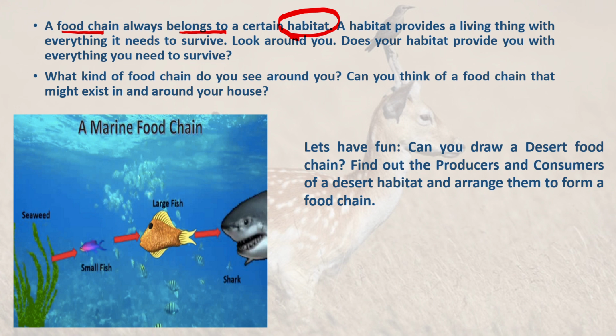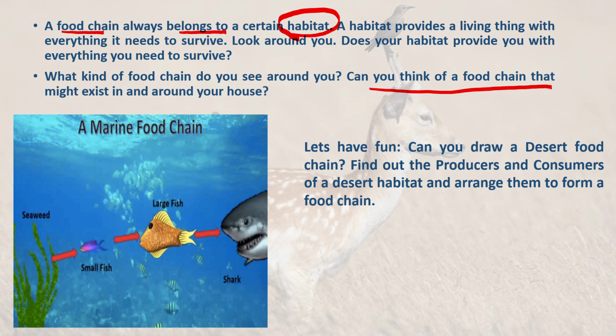So when you look around, let us say our home is our habitat. If you look around yourself, do you have everything that you need to survive? Do you have food? Do you have caring parents? Do you have all the essential comforts that you need? Yes, right? So that is your habitat. Like that, every animal has its own habitat, and depending on that habitat, it will create its food chain.